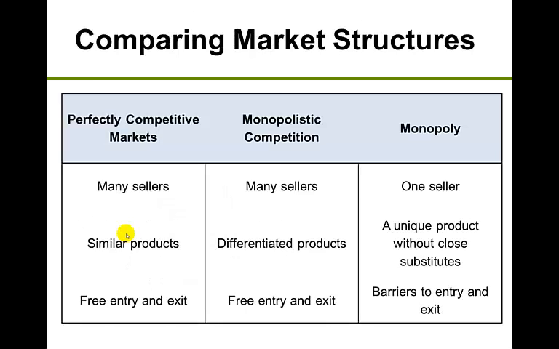So this nice little graphic just lays out the differences between the market structures and how monopolistic competition has characteristics of both perfectly competitive markets and monopolies. So again, it has many sellers, that's like perfect competition. It has differentiated products, that's more like monopoly. And there's free entry and exit, and that's more like perfect competition.